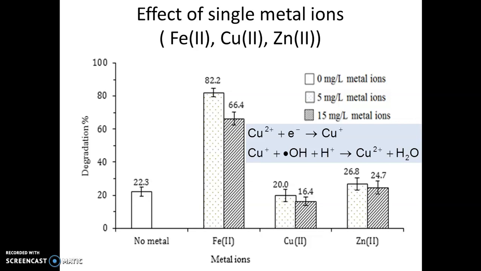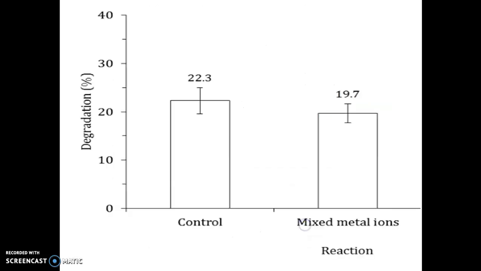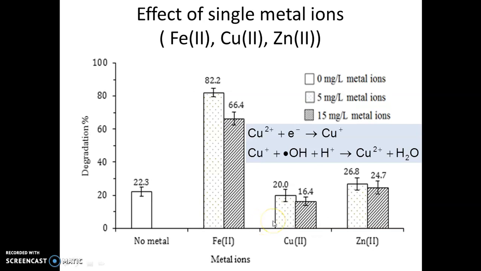Further explanation is that in the presence of UV light, copper-2 ion behaves as an electron scavenger, thus being reduced to Cu+ and oxidized back to Cu2+ by consuming hydroxyl radical. Due to this cyclic reaction, there is a reduction in the overall concentration of hydroxyl radical in the system, which retarded the degradation efficiency.